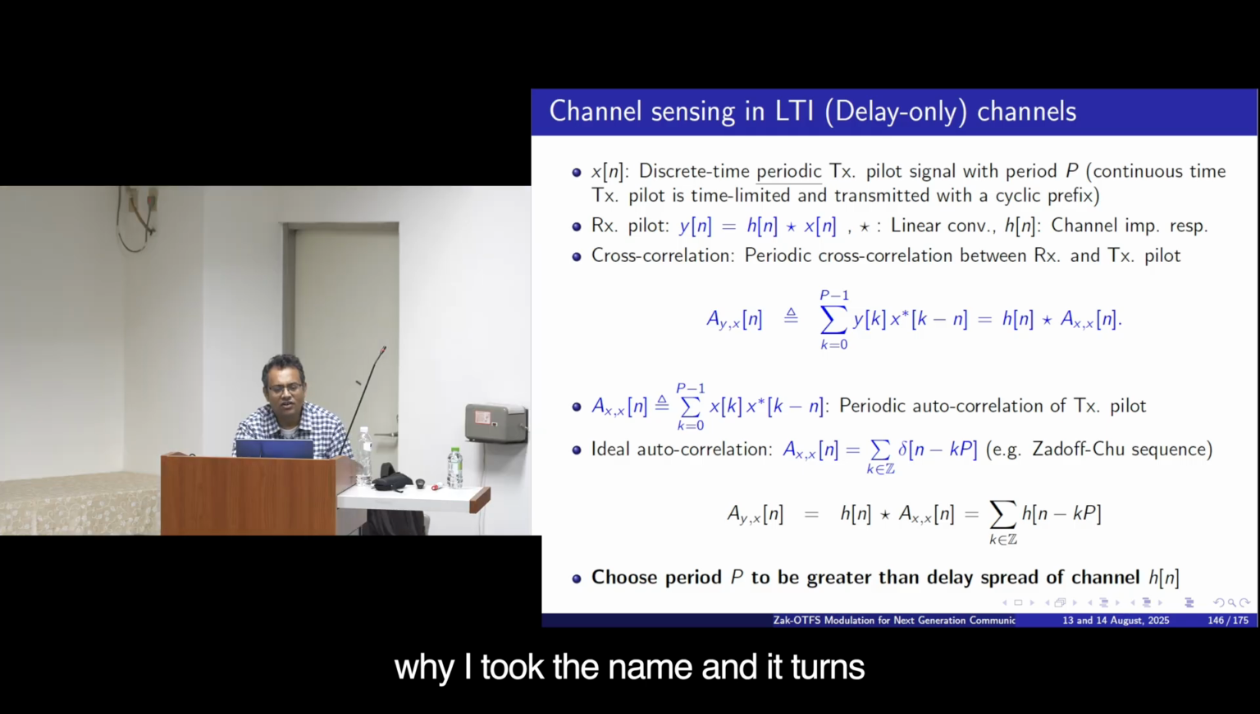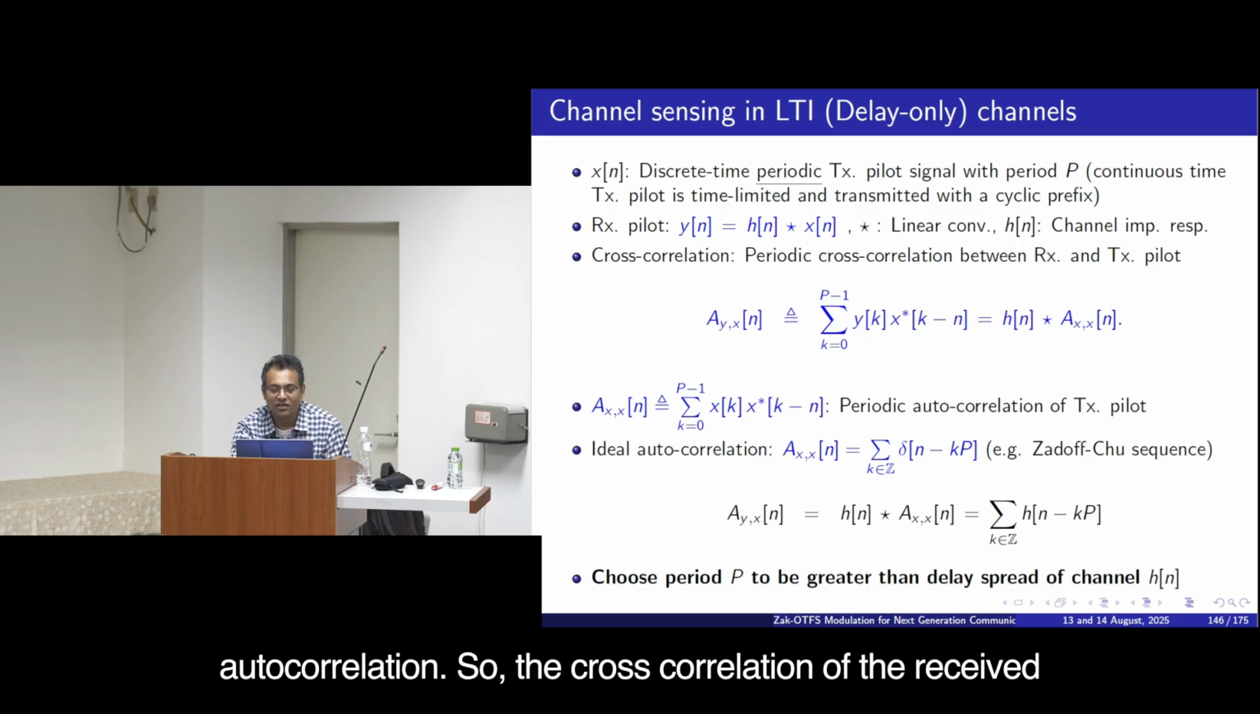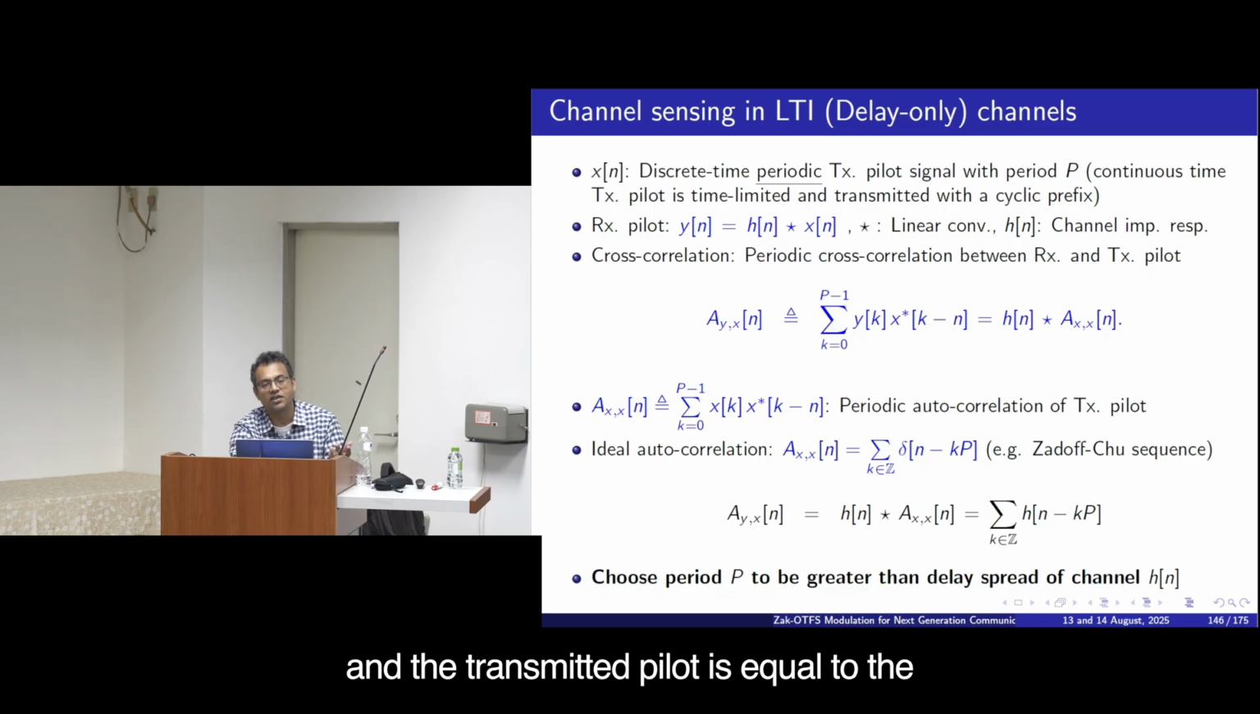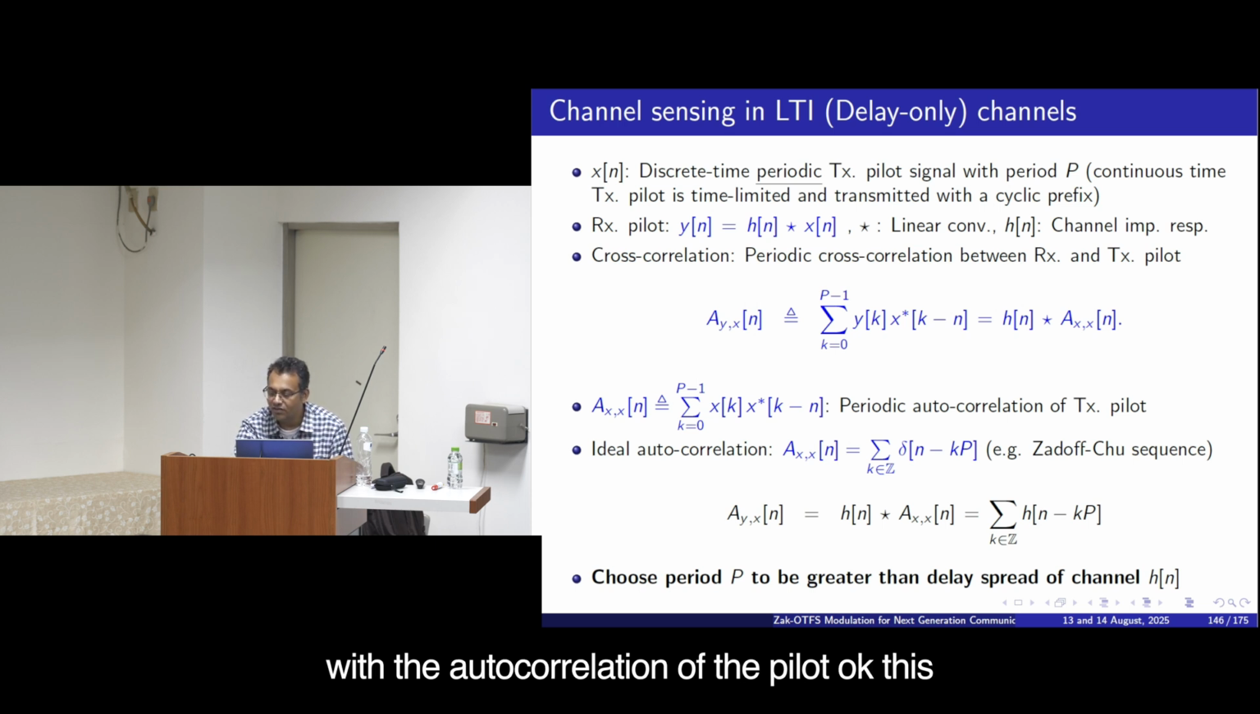And it turns out that you can show that A_YX, which is this formula, is exactly equal to H[n] linearly convolved with the autocorrelation. So, the cross correlation of the received and the transmitted pilot is equal to the linear convolution of H[n] with the autocorrelation of the pilot. This is a very simple result that you can show.